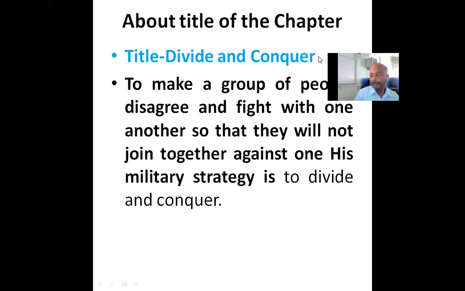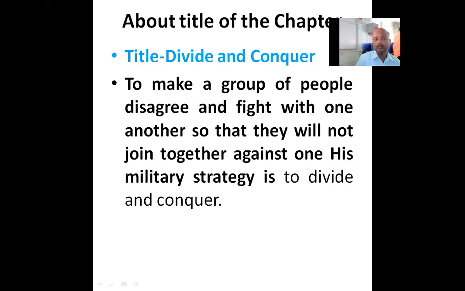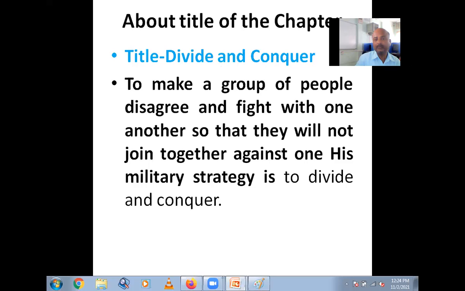In the general sense, it means to make a group of people disagree and fight with one another so that they will not join together against you. It is a military strategy, that is divide and conquer. This is the general definition, not a technical one.